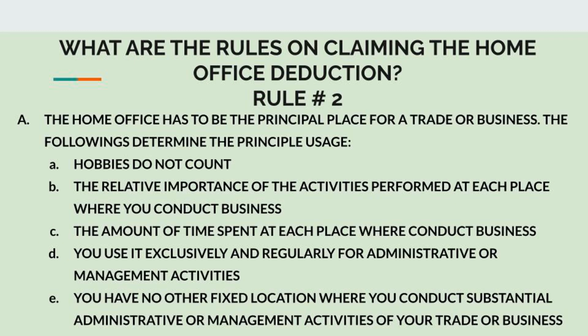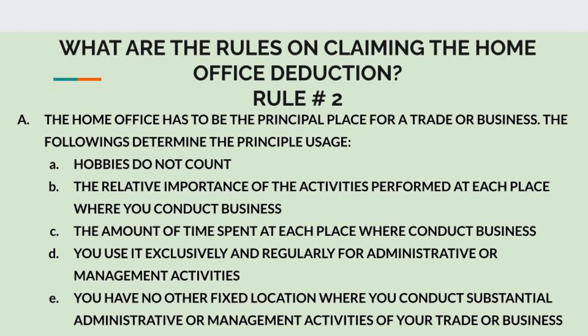Rule number 2, the home office has to be the principal place for trade or business. So what that means is that if you have an office outside your home that you use for your business, and that happens to be the principal place of your business or trade, you cannot claim the home office deduction. Now there are some criteria that you can also take into consideration when you're trying to determine if your home is considered the principal place of your business. Number 1 is that hobbies do not count. If your activity is considered a hobby as far as the IRS is concerned, you cannot claim the home office deduction.